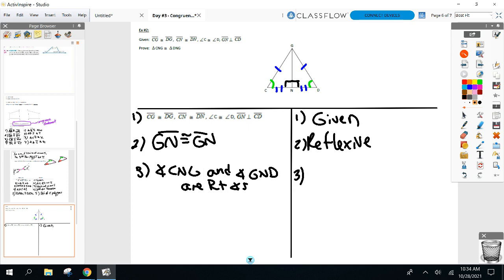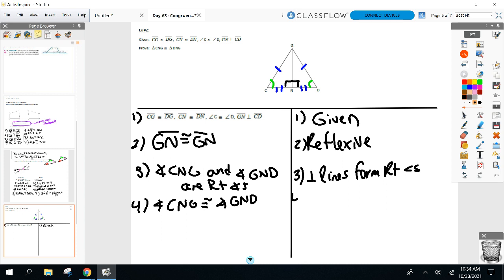Anybody remember the reason? Lisa? Say it again. That's fine. Definition of perpendicular lines. I like perpendicular lines form right angles. Both are acceptable. Now you could say they're congruent, all right? But you got to tell me. Get in that habit. You got to tell me there are right angles first. Now you could say all right angles congruent.